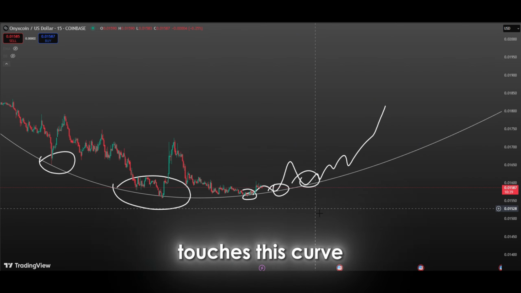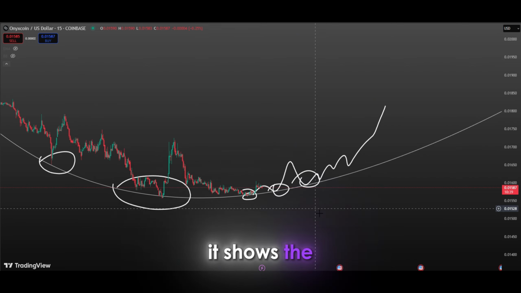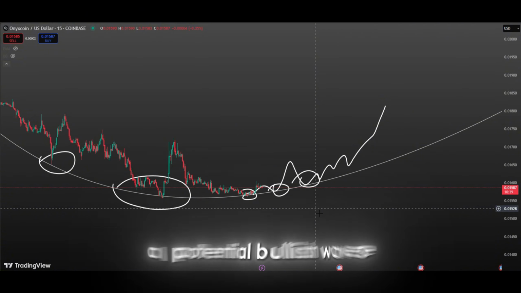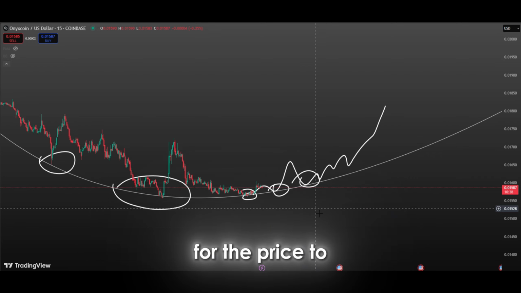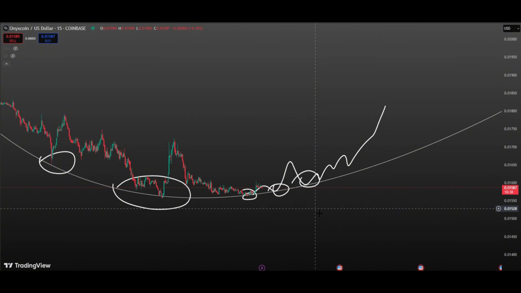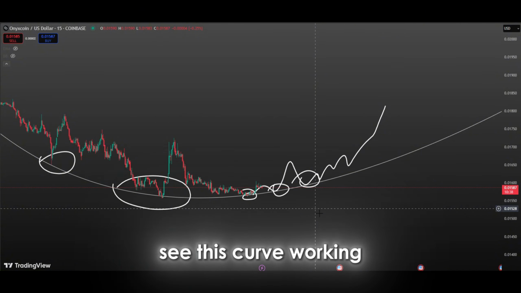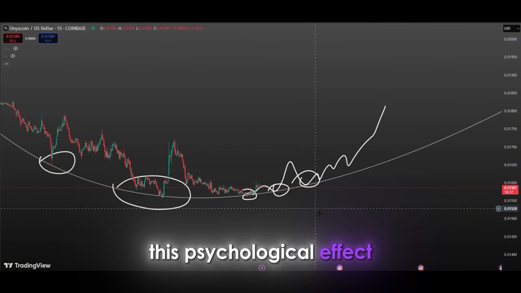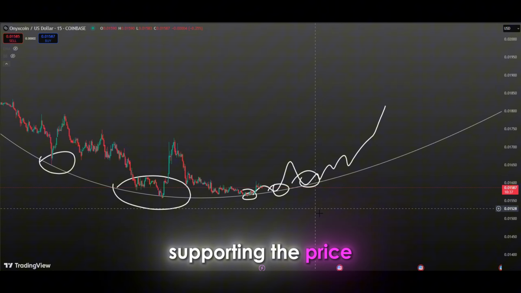If the price touches this curve and rises again, it shows the market's confidence in this structure and could herald a potential bullish wave. From a technical point of view, maintaining this curve makes it easier for the price to not only hold at current levels, but also make its way to new highs. This is because as market participants see this curve working, they tend to set their next price targets higher. This ensures that the supply-demand balance tips in favor of buyers. This psychological effect is one of the main factors supporting the price to rise.